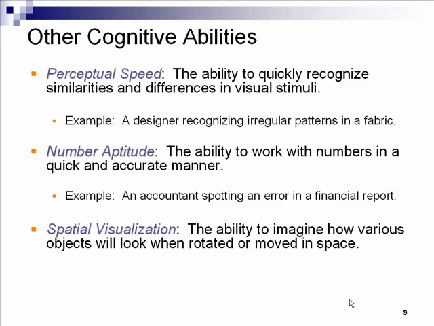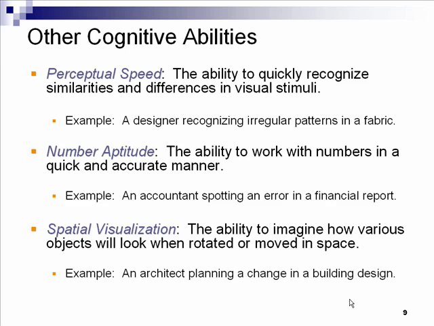Finally, there is another example called spatial visualization, which is the ability to imagine how various objects will look when rotated or moved in space. What do you think would be a good example of a job that would require spatial visualization? Well, an architect planning a change in a building design would be a good example of a job that requires spatial visualization.